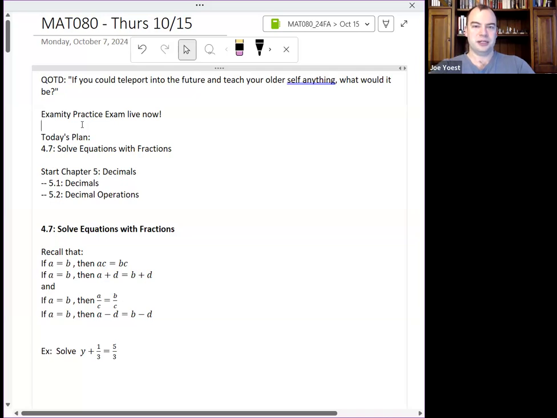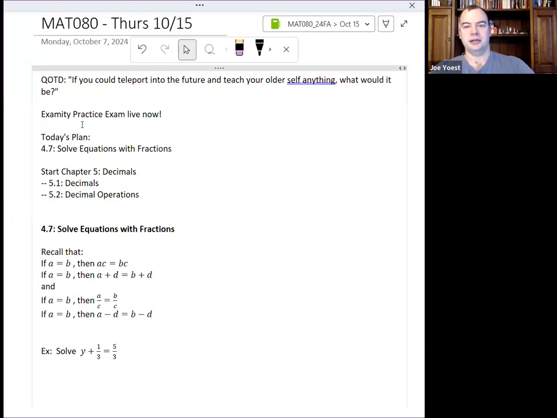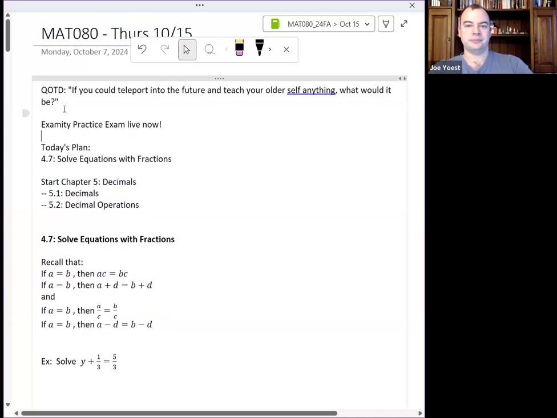So, zero stress kind of thing, and not really a math kind of thing. It's more just a procedural tech kind of a thing.